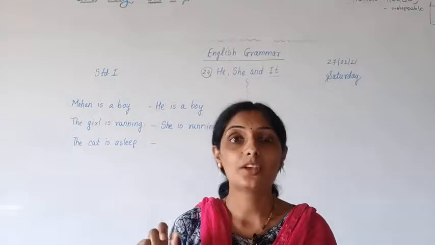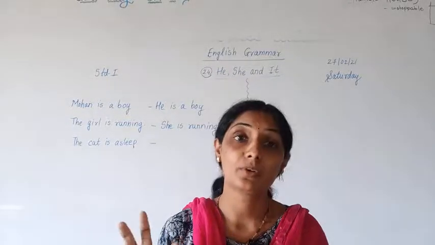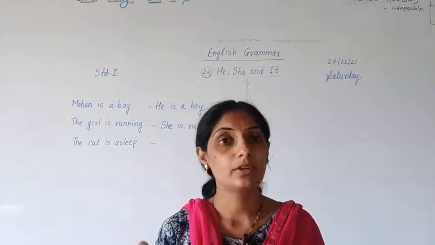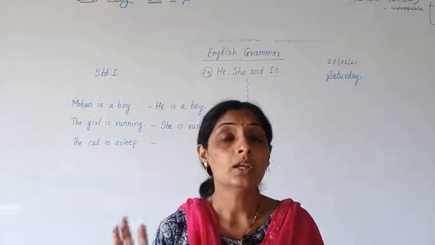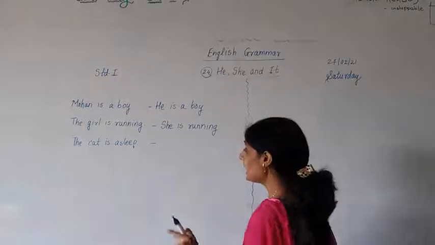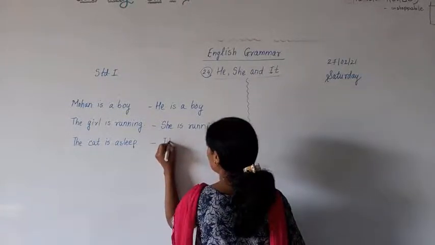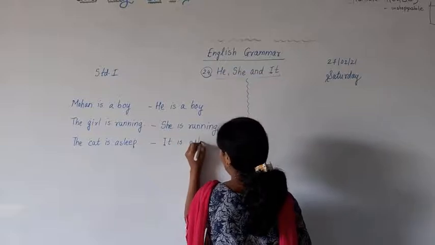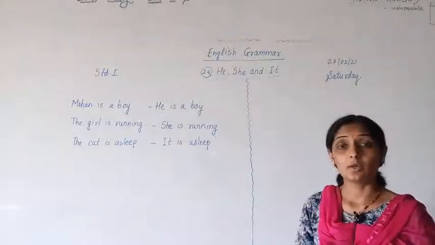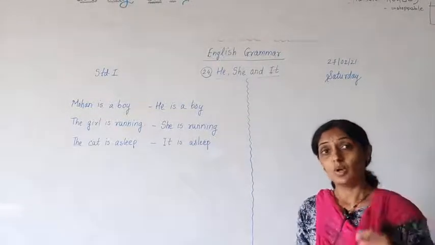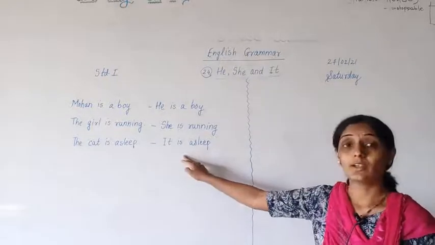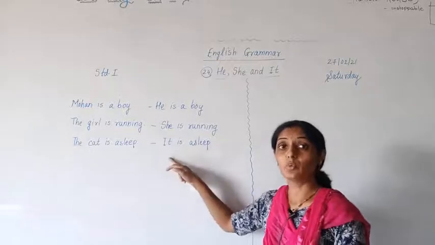When you don't know the gender of a particular animal, or you don't know the gender of a particular bird, or insect, okay, any living thing, at that time you have to write down it. Now the cat is asleep. Now what can you write down? It is asleep. Now it is asleep means what? You don't know whether it is masculine gender or feminine gender. So what do you have to write down there? Instead of writing he, she, you have to write down it.